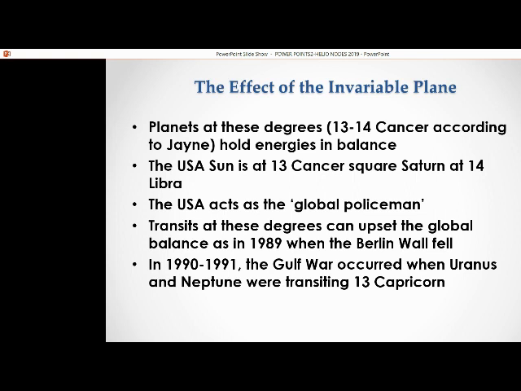The USA Sun is at 13 Cancer, square Saturn at 14 Libra. Libra, the scales of justice. And the Weekly Reader newspaper in the 1950s, when I was in school, which was our introduction to indoctrination, told us that the USA must act as the big global policeman. That is symbolized by Sun square Saturn in the invariable plane. Transits at these degrees can upset the global balance. Do you remember 1989 when the Berlin Wall fell? Jupiter was opposite Saturn, and Saturn was conjunct Neptune.